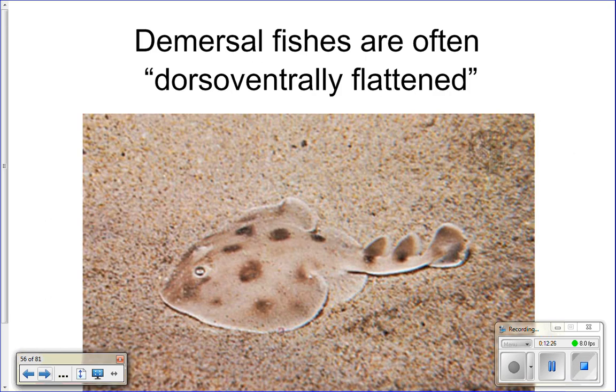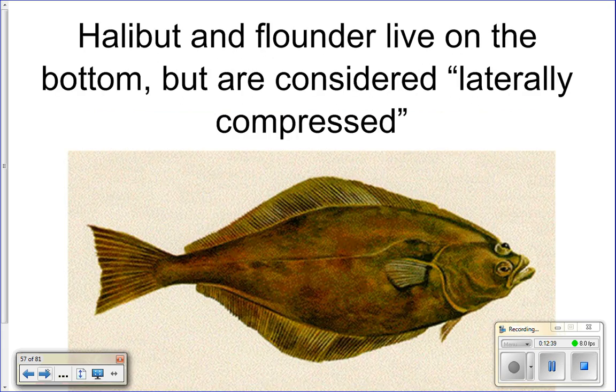Another term that you'll hear is demersal. Demersal simply means bottom-dwelling. So demersal fish are going to be dorsal ventrally flattened, like our little skate right here. Flounder, halibut, all the flatfish that are delicious to eat, are actually laterally compressed.